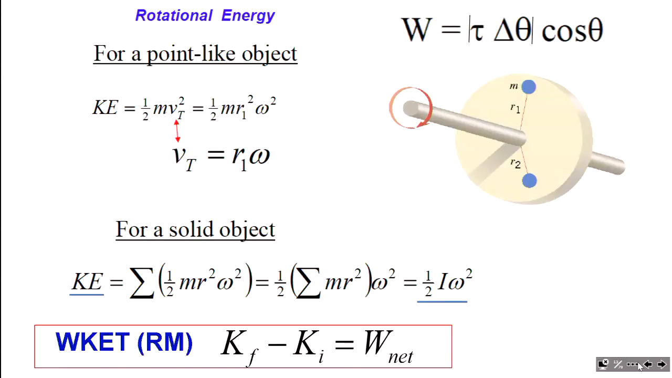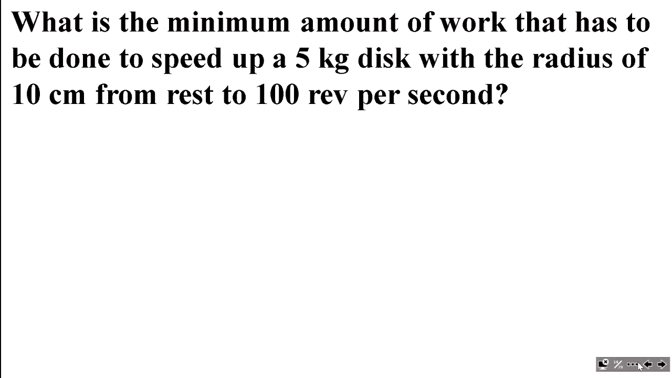Net work is positive, so energy increases. Net work is negative, energy decreases. We kind of slow it down. What is the minimum amount of work that needs to be done to speed up a disk from rest to a given angular speed?